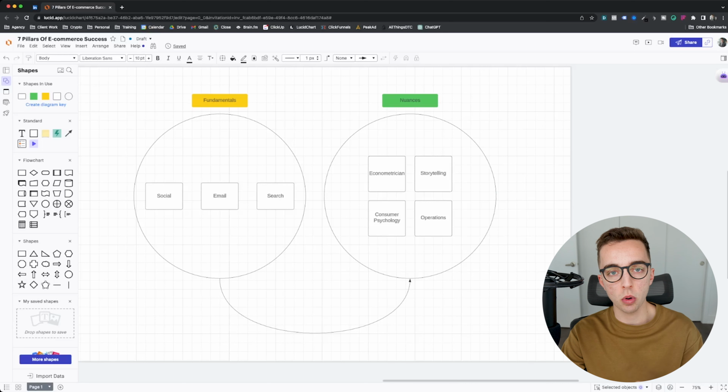This is where you want to have key people within your team that'll be responsible for all of these, right? Econometrician: eventually you want to have a CFO whose job is to focus on the numbers and understanding these numbers. Consumer psychology and storytelling: you might want a chief brand officer, somebody who's responsible for keeping a congruent brand image and making you a killer brand. Operations: an ops director or COO, somebody who's good logistically speaking. Then on the fundamentals, you want a killer paid ads team, a killer search team, a killer email team. If you can master all seven of these, you're unstoppable in the e-commerce version of this world.